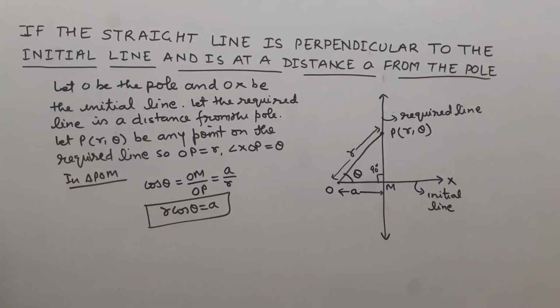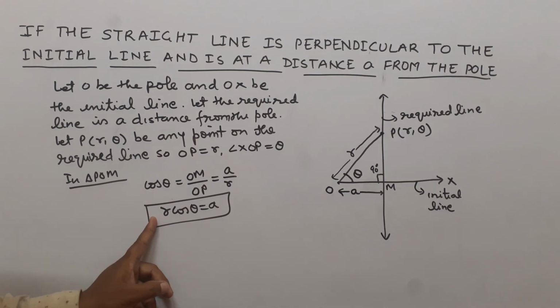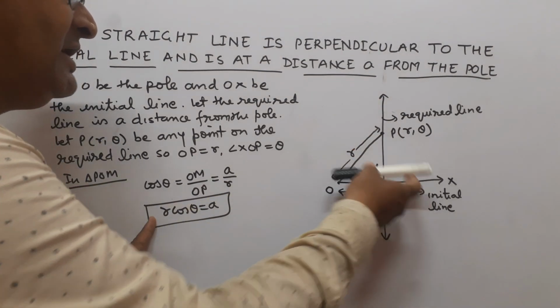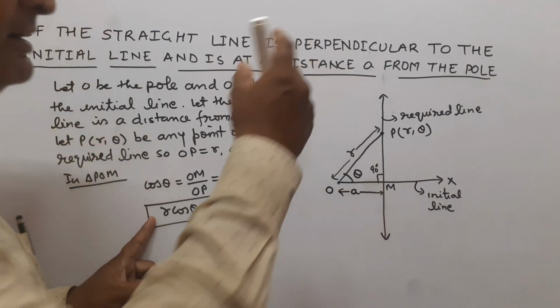This is the polar equation of a straight line which is perpendicular to the initial line and is at a distance a from the pole.